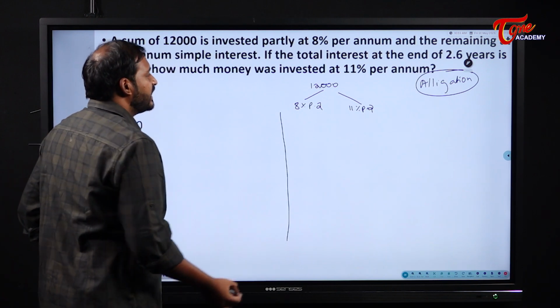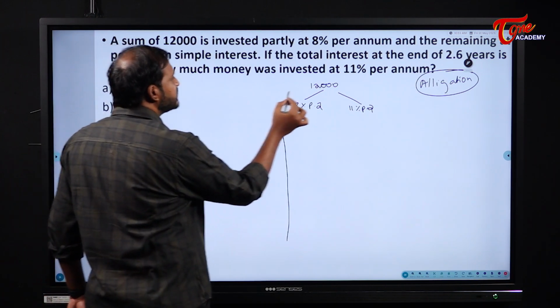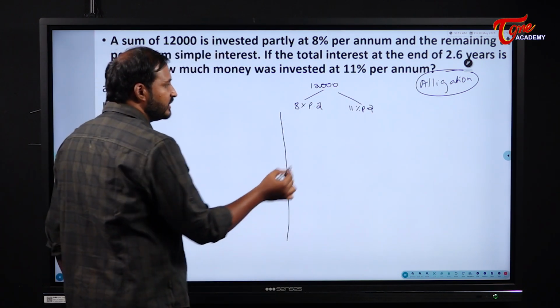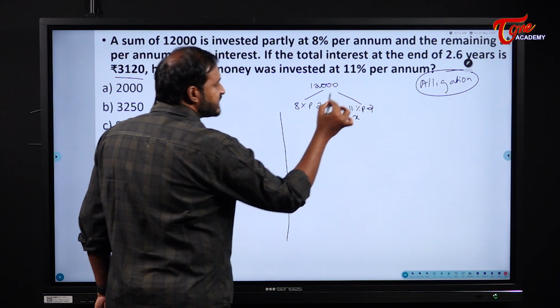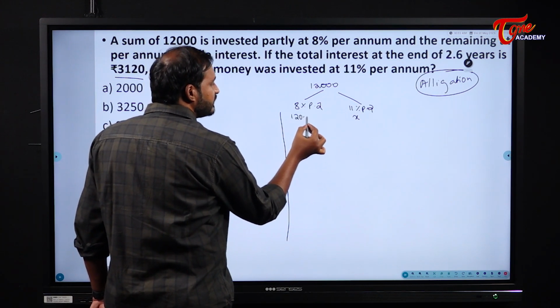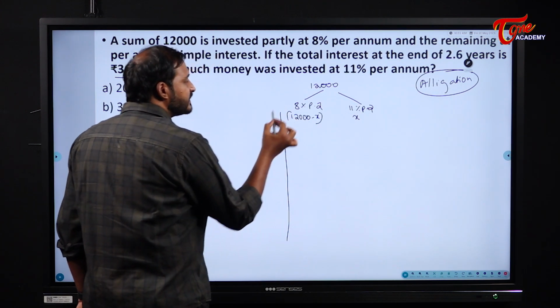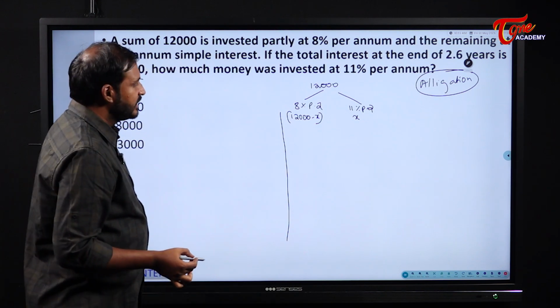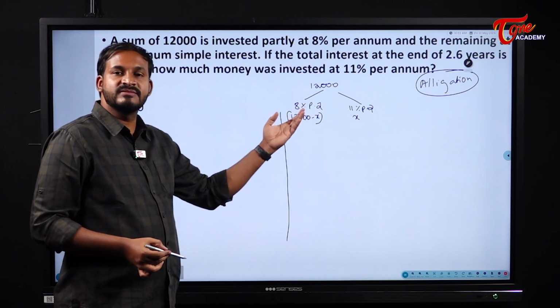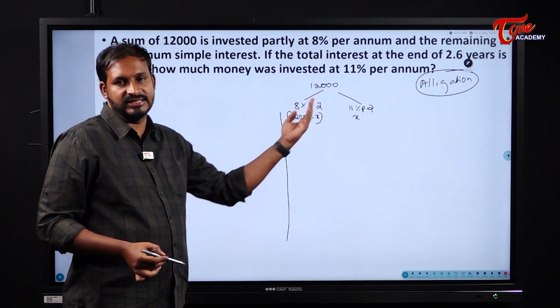Standard procedure. Let us assume, what did they ask us? How much they invested at 11% per annum, right? So what I will do is, I will take this 11% as X rupees. Then what about 8%? 12,000 minus X, right? Here they asked us to find 11%. That is the reason I have taken 11% as X. If they ask me 8%, I would have taken 8% as X.